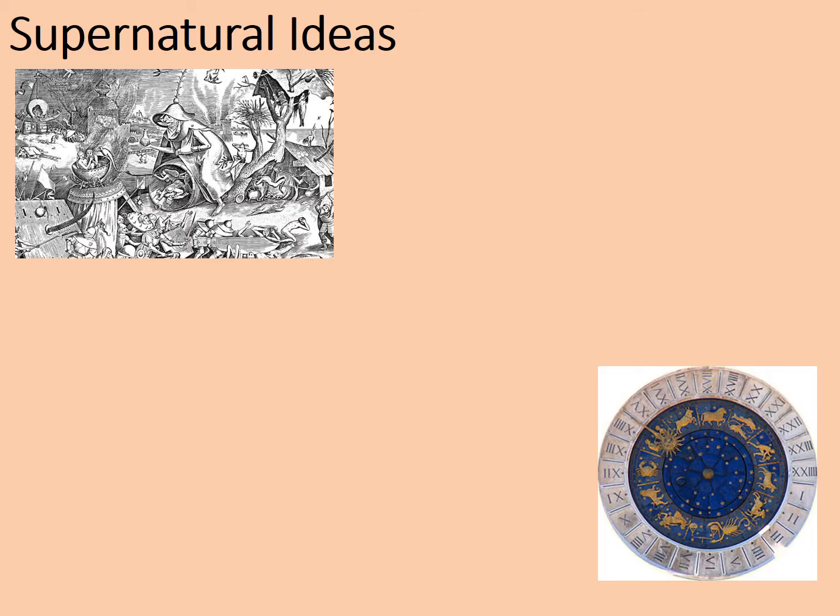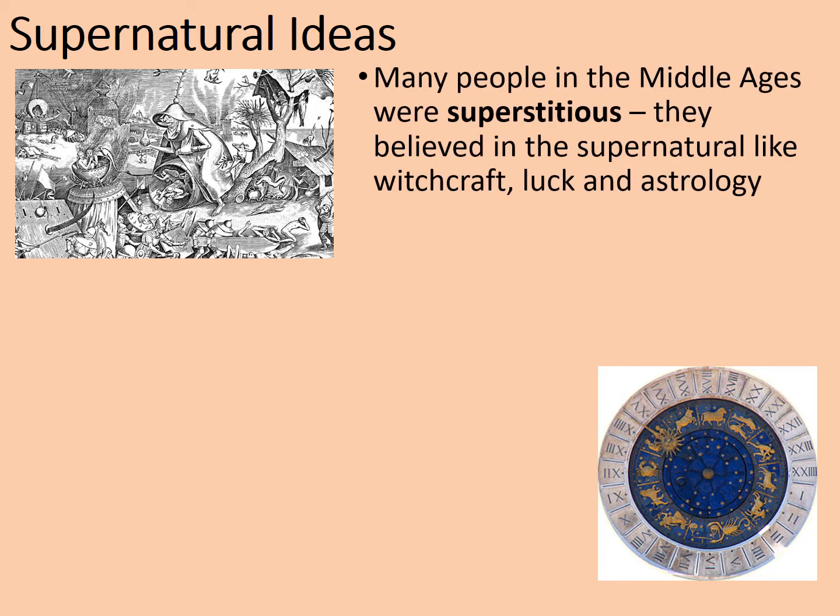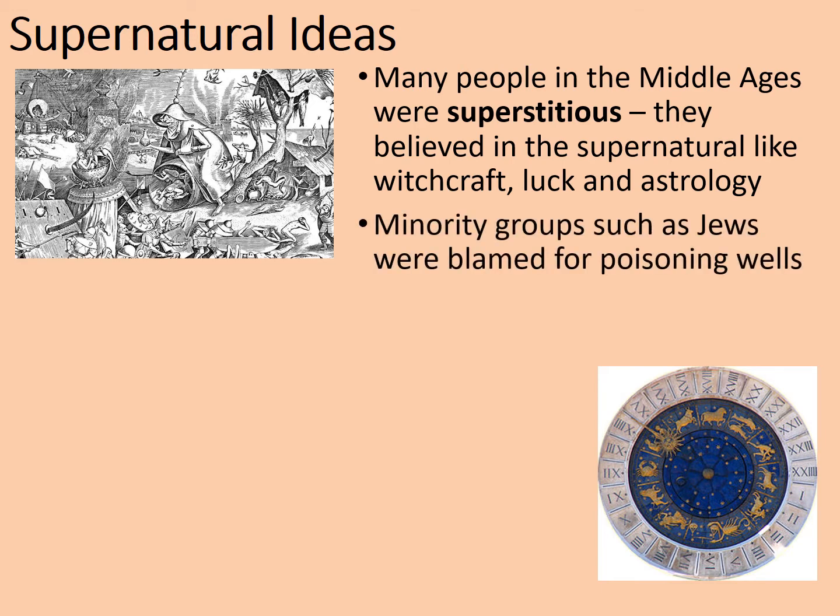Next section, supernatural ideas. Many people in the Middle Ages were superstitious. They believed in the supernatural like witchcraft, luck and astrology. Minority groups such as Jews were blamed for poisoning wells. Obviously this was nonsense and just an early example of anti-Semitism, but these were deeply held beliefs by people at the time.